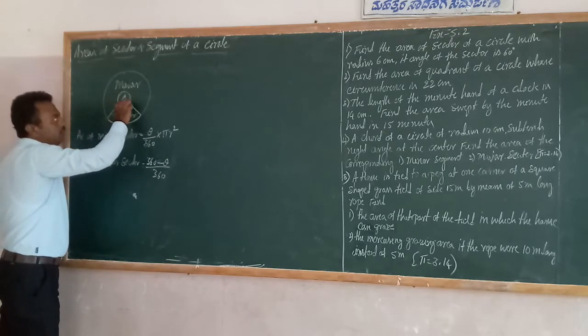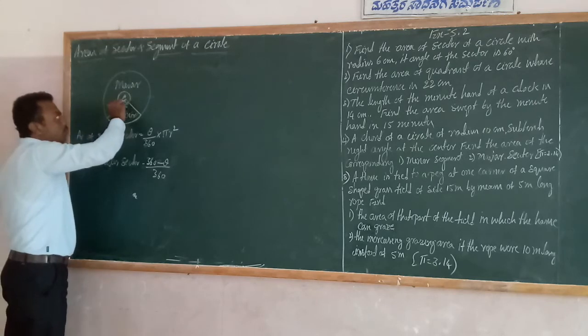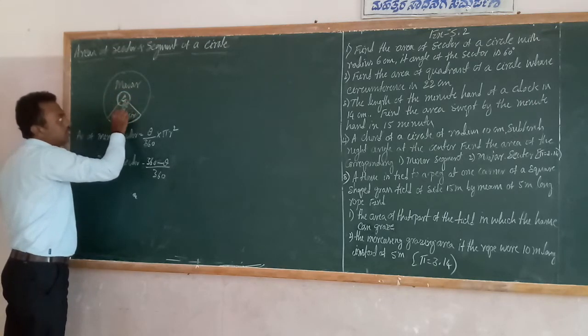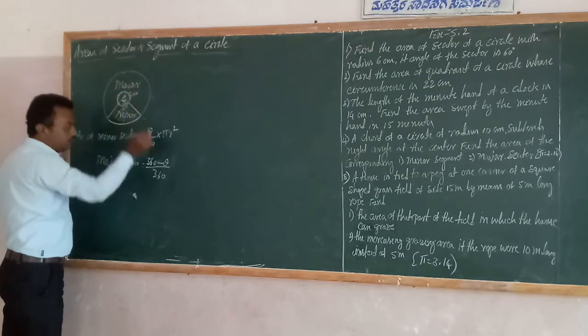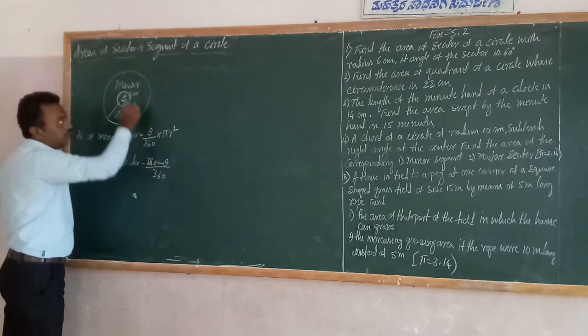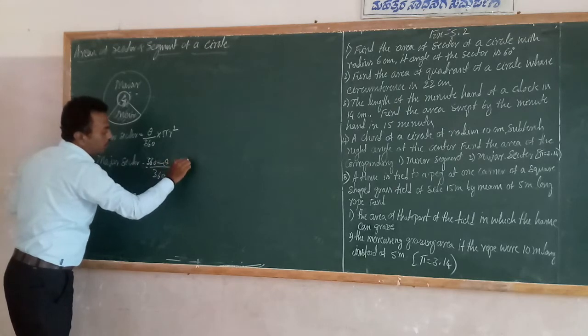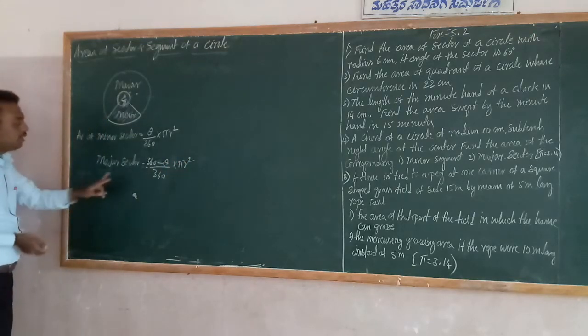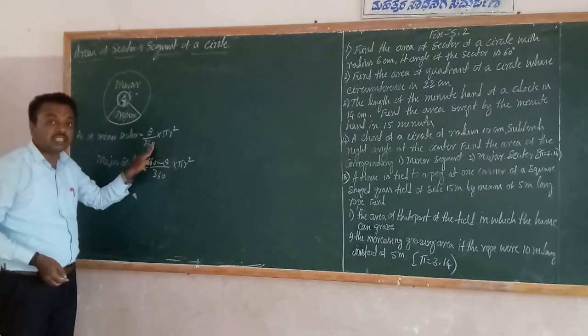This is the angle of the minor sector. So what is the major sector angle? If it is 60 degrees, it becomes 300 degrees. How do you get 300? 360 minus 60 gives 300. That's why, in general, the area of the major sector is 360 minus theta by 360 into pi r square. This is the formula for the area of the major sector, and that was the formula for the area of the minor sector.